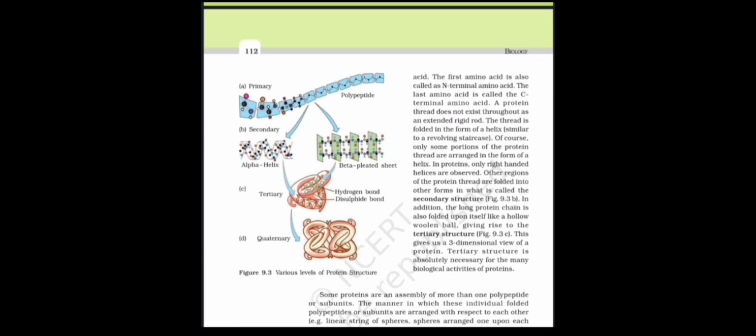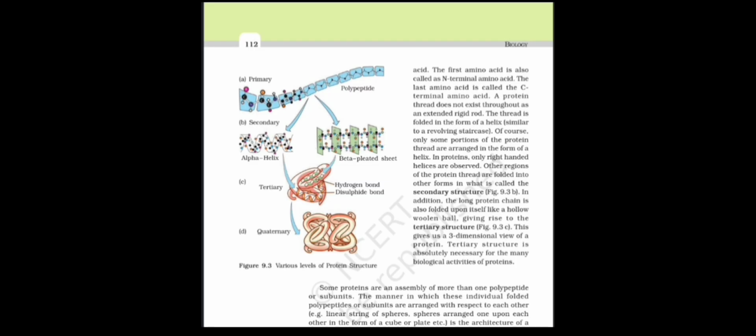Physicists conjure up the three-dimensional view of molecular structure, while biologists describe the protein structure at four levels. The sequence of amino acids, the positional information in a protein, which is the first amino acid, which is second, and so on, is called the primary structure. Figure 9.3a. A protein is imagined as a line, the left end represented by the first amino acid and the right end represented by the last amino acid. The first amino acid is also called the N-terminal amino acid. The last amino acid is called the C-terminal amino acid.